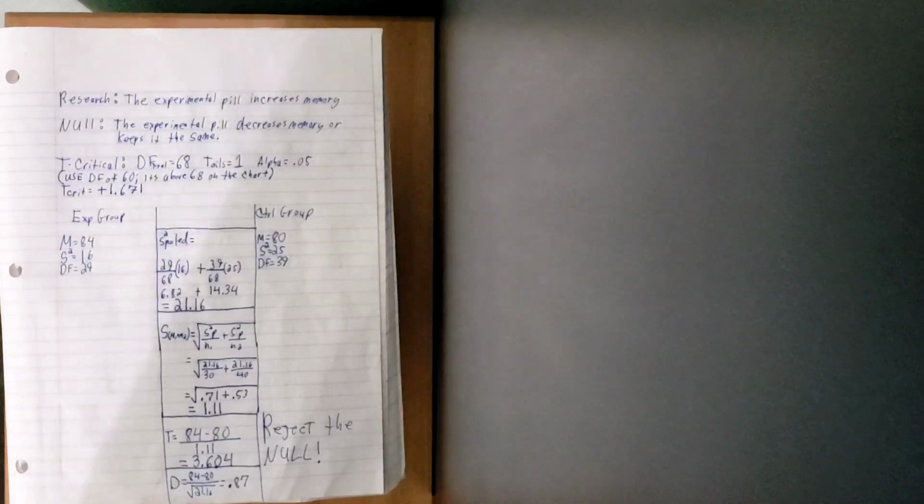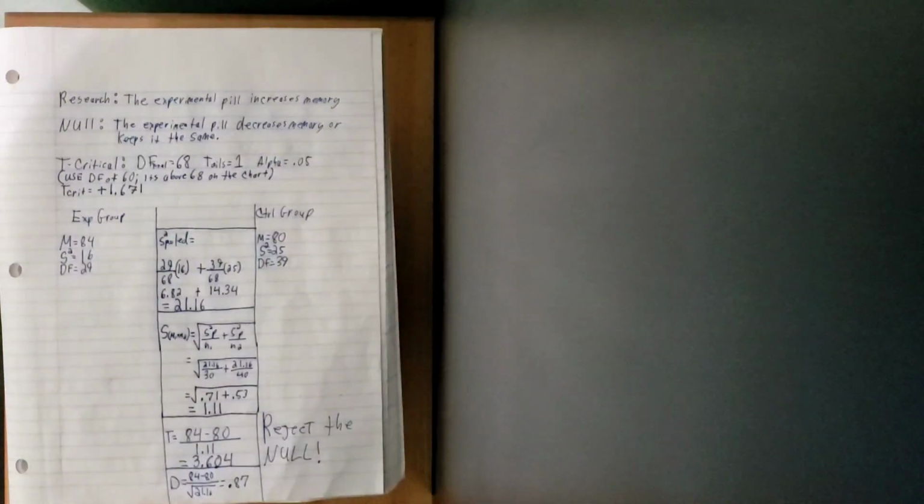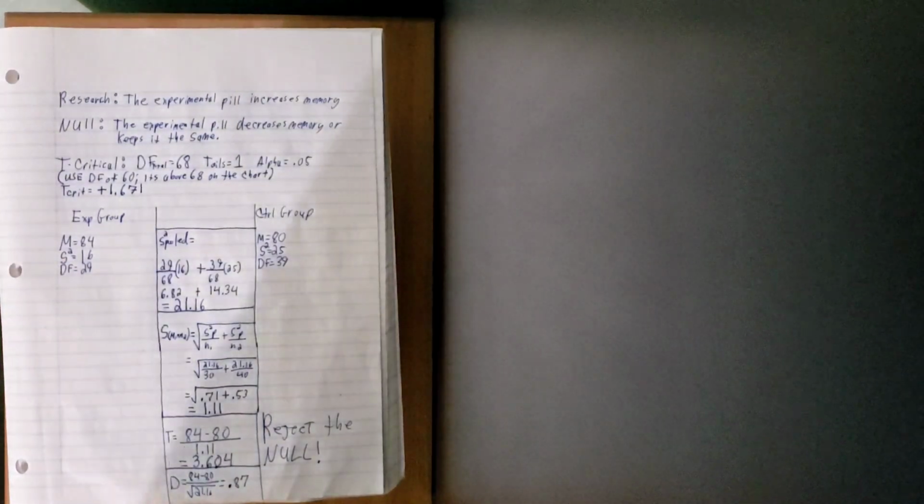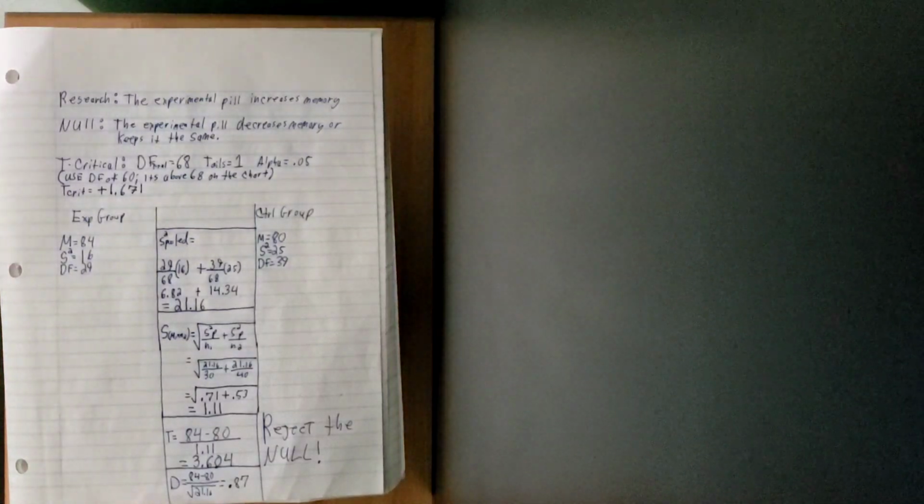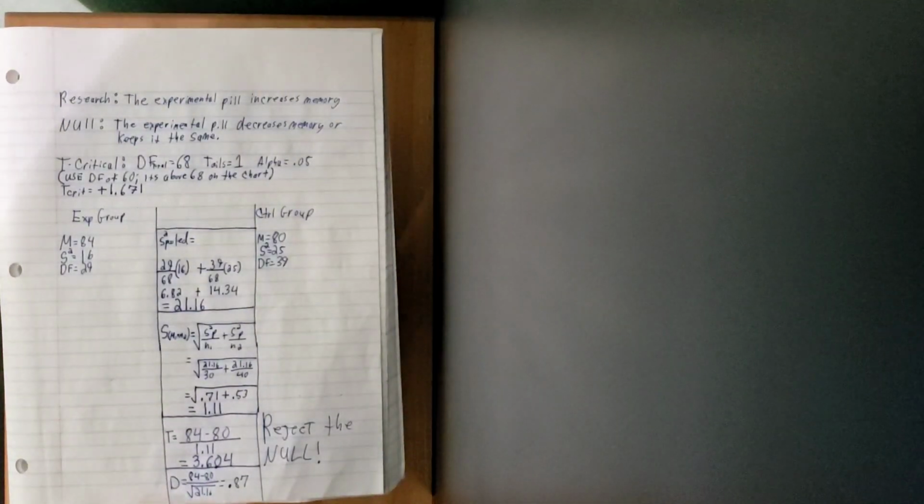Now, in this case, we're going to use the degrees of freedom of 60 because if you look on your chart, 68 is not a viable option. There is no 68 there. So you will take the value that is above that number. So in this case, 60 is above 68. So we are going to use a degrees of freedom of 60. And if you see that number, it should be 1.671 with a positive in front of it because we're looking for an increase, so it will be positive.